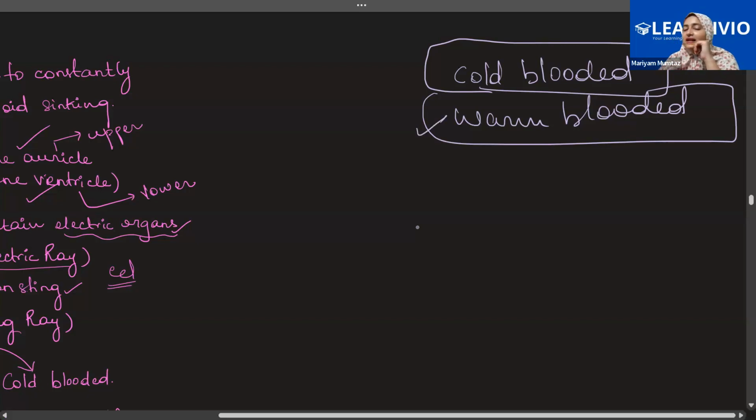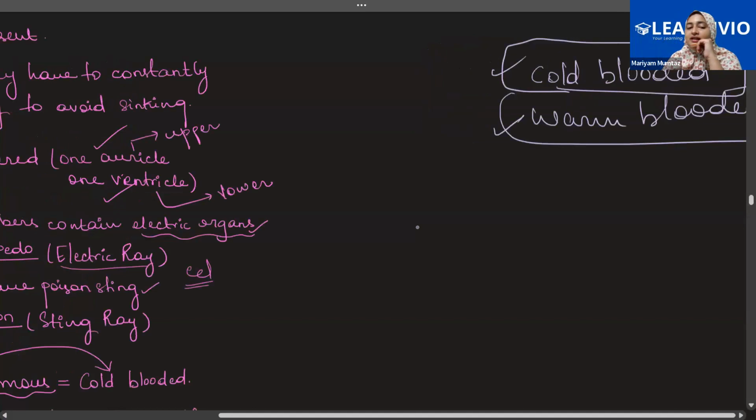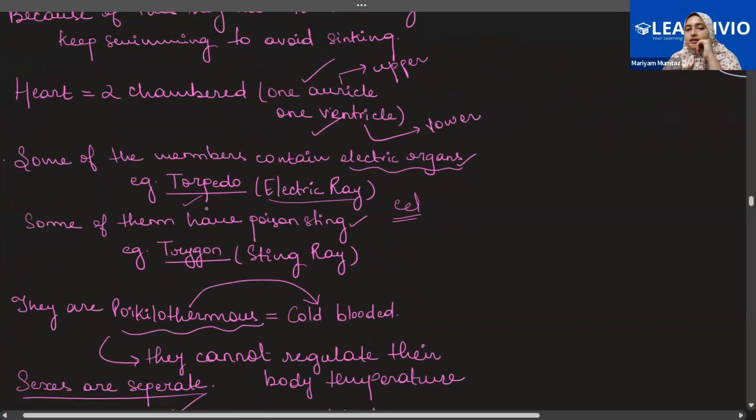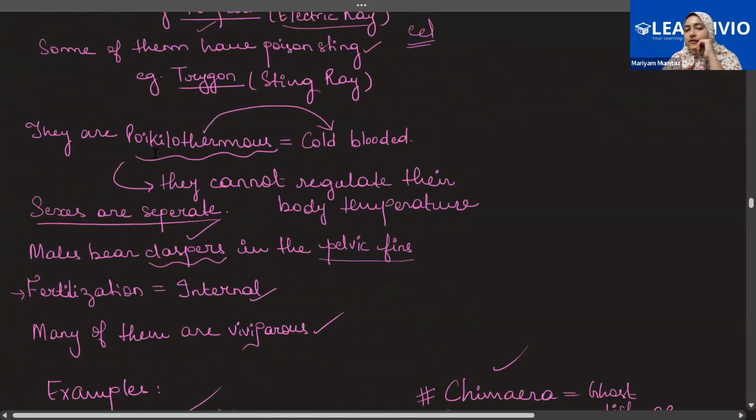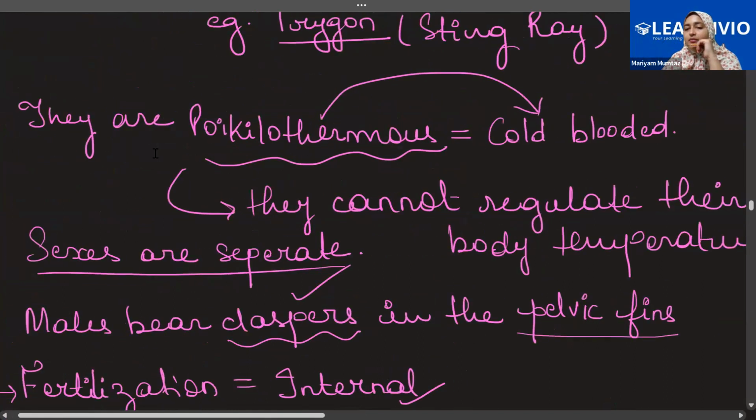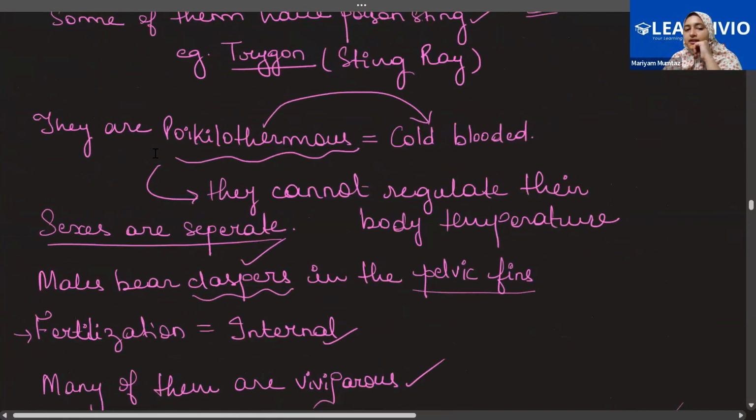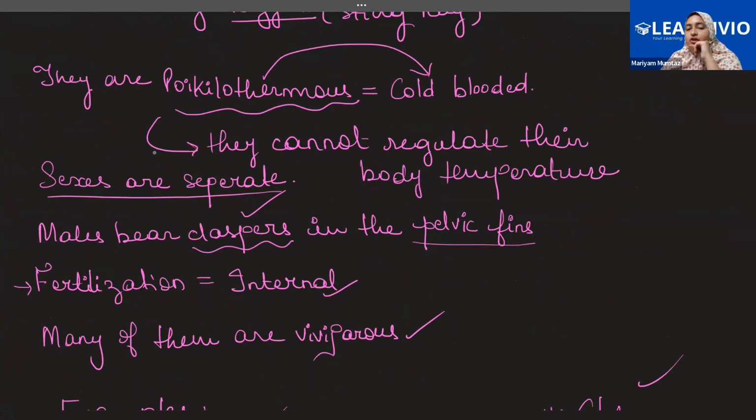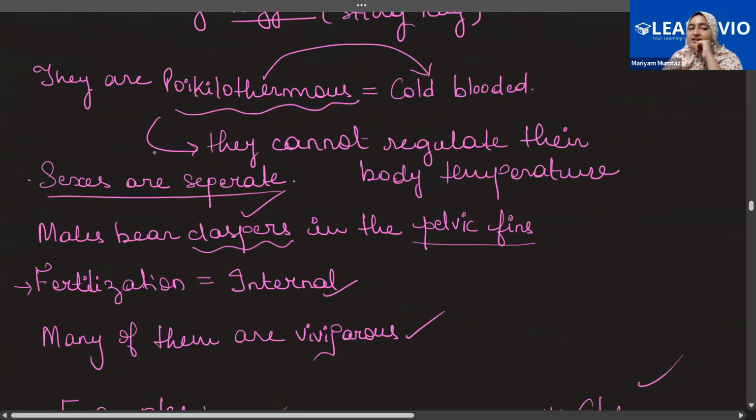All those organisms that can't do this, have you ever heard of fishes sweating or shivering? No, right? So they are cold blooded. Now, the scientific or the fancy term for cold blooded is poikilothermic. Poikilothermic. They cannot regulate the body temperature. Clear?